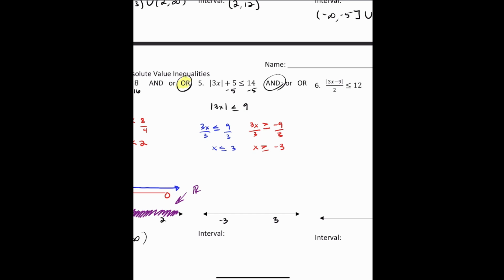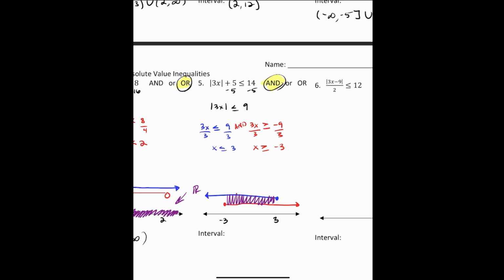So x is less than or equal to 3. It's a closed dot, and we're shading to the left, whereas x is greater than or equal to negative 3. It's a closed dot, and we're going to shade it to the right. And remember, we're dealing with an and problem. So where do these two inequalities overlap? Where do they intersect? Well, they intersect here. So that is our solution.